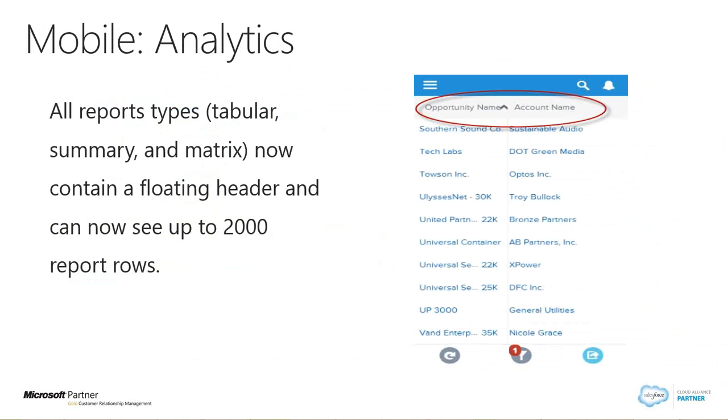In addition to the reports, a simple but really helpful addition is now on all report types. For tabular, summary, and matrix, you now have a floating header. This will allow the user to not get lost in the data and have to scroll back up to the top, find their way, and see what kind of data they're looking at. In addition to the floating headers, they've also bumped up from 500 records that you'd be able to see previously up to 2,000 records.